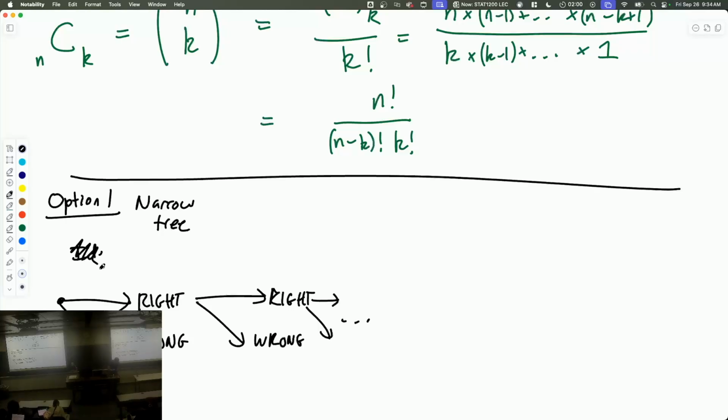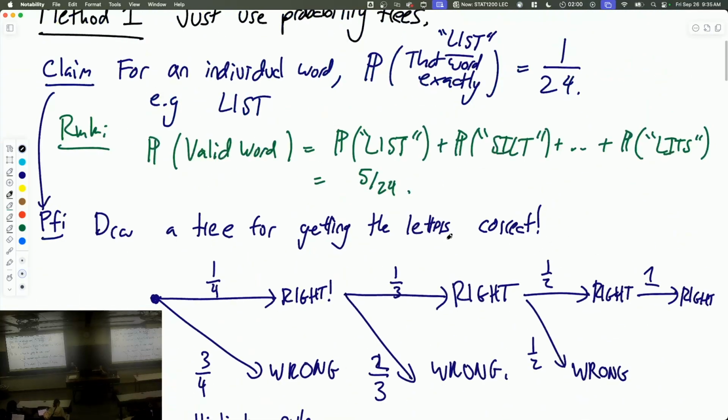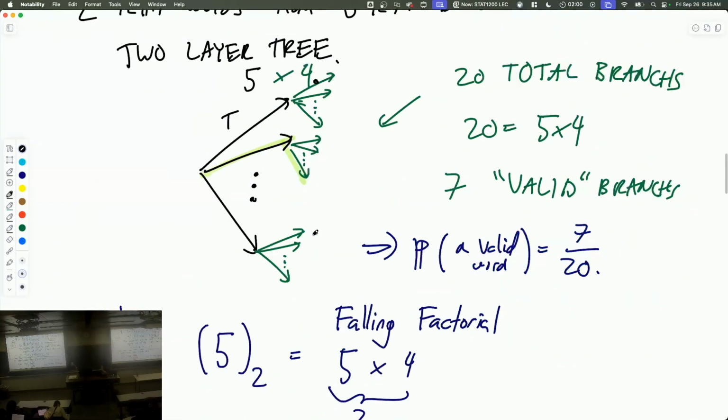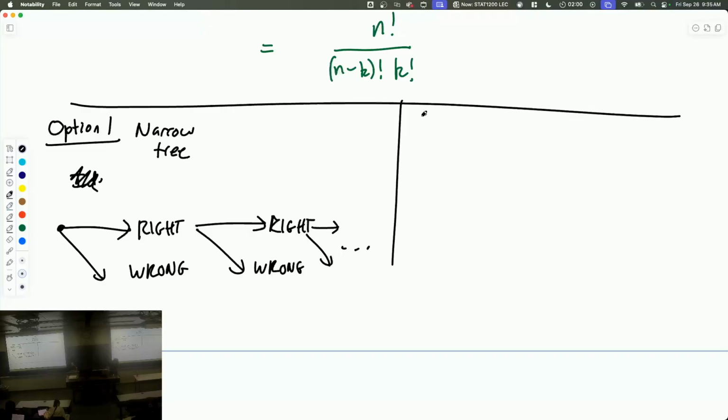So this is idea number 1. I guess I already called it option 1. Let's stick with option 1. And that kind of goes along with the very first thing we did way over here for the narrow tree. For right and wrong, last class it was a quarter, a third, a half, and 1. And so that was very easy. With pepper, it's a little more complicated, but you can still get the probability that way, and you'll get something else on the top.